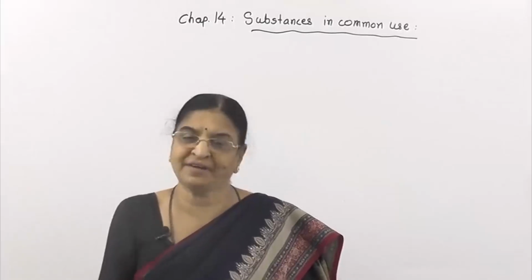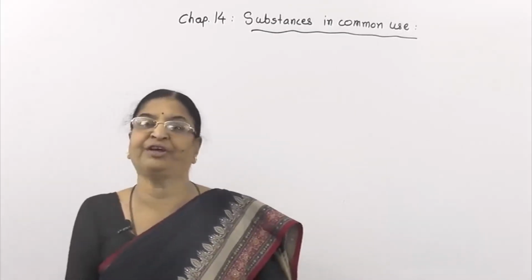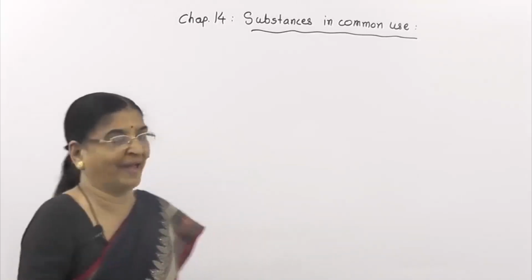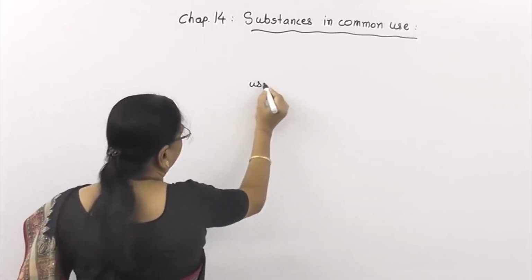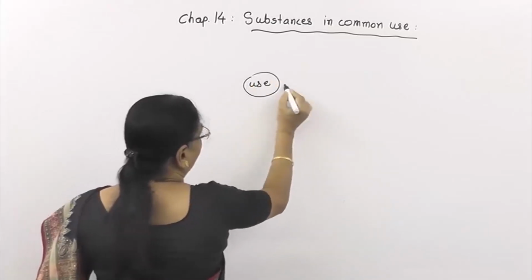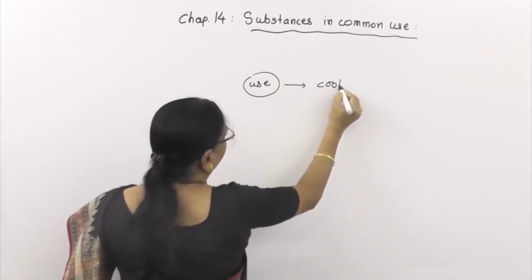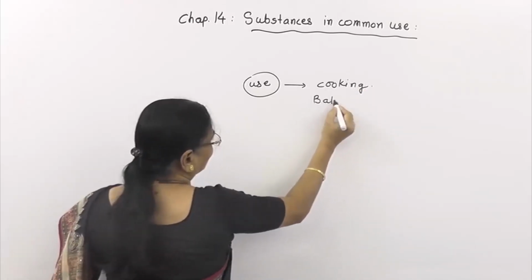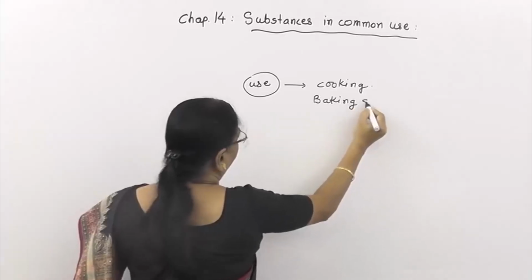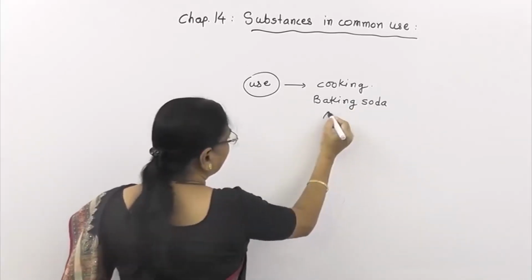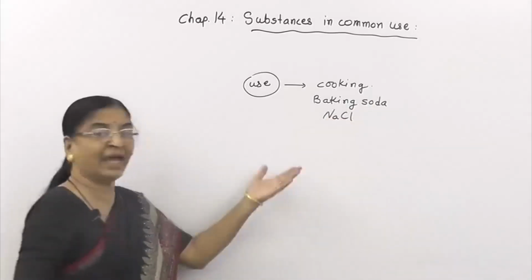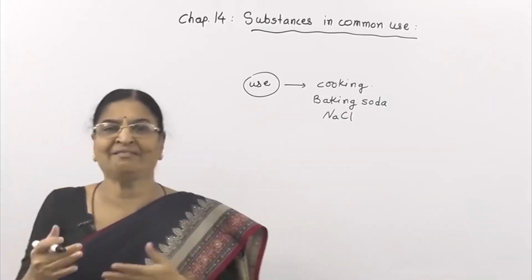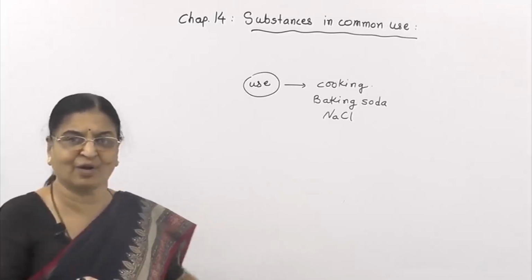We use different substances in our everyday life for different purposes. So what are the purposes and what substances do we use? Let us say something about this. First, cooking. In cooking, which chemicals are we using? Baking soda is the common name, and besides that common salt also, because we use these substances every day in different types of food. With that, vinegar and other acids and bases are also there.